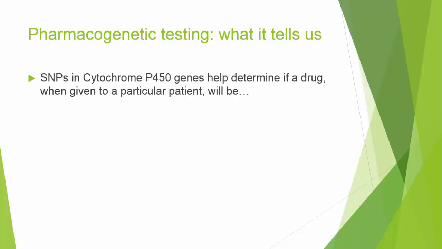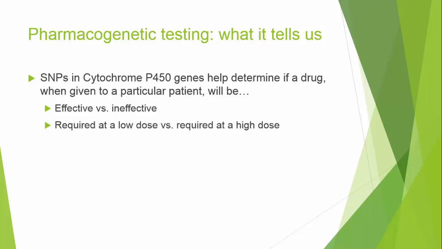What then is pharmacogenetic testing ultimately telling us about a patient? Based upon that individual's alleles for each of the genes we test, we can make predictions about whether or not a drug will be effective or ineffective in a given patient, whether the drug may be required at a low dose or a high dose or maybe something in between, and potentially whether a drug is going to be harmless or toxic. And obviously it's that last one that's really, really important.